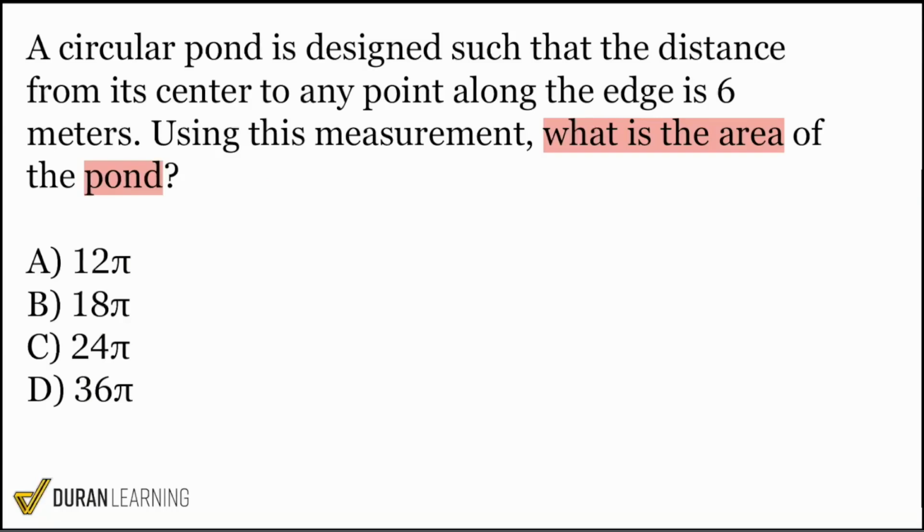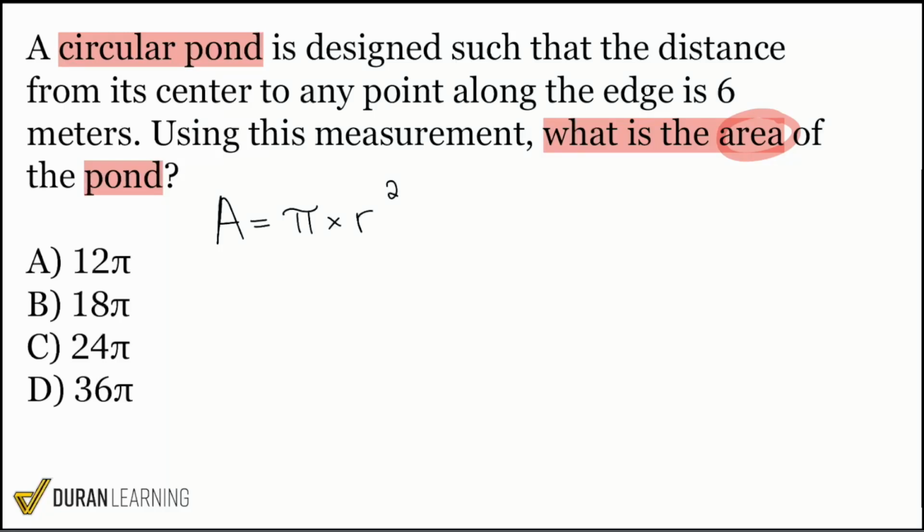So the moment I see the word area, I want to confirm with myself what shape I'm dealing with, because when I can confirm the shape, I can confirm the formula. So here we are. A circular pond is what I see. Let me go ahead and bring it back over here. So a circular pond is designed such that the distance from its center to any point along the edge is 6 meters. I don't know what all that means yet, but I see that it says the area of a circle, so I will write that formula out. Area equals, and I'm going to look at my notes, pi multiplied by the radius squared.